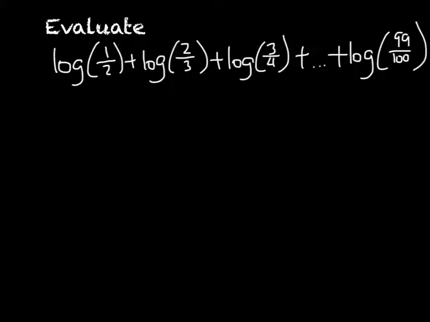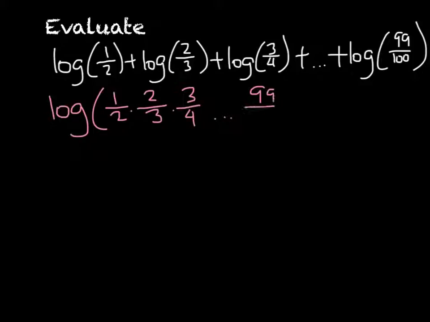Evaluate log 1/2 plus log 2/3 plus log 3/4 all the way down until log 99 over 100. The key to doing this problem is to remember our product rule that we learned about earlier. So what we can do with this is rewrite it as 1/2 times 2/3 times 3/4 all the way down until 99 over 100. So now we see that things will cancel out, leaving us with only the 1 in the beginning and the 100 at the very end.